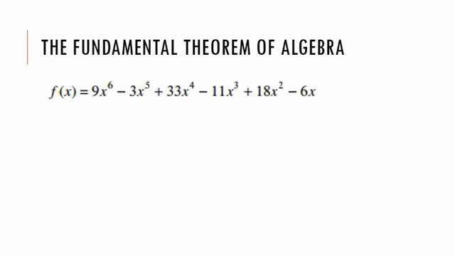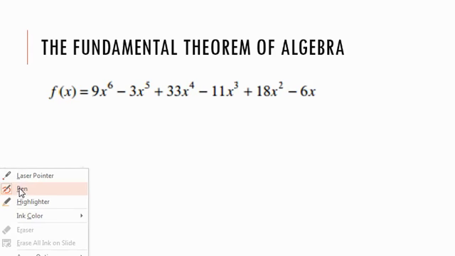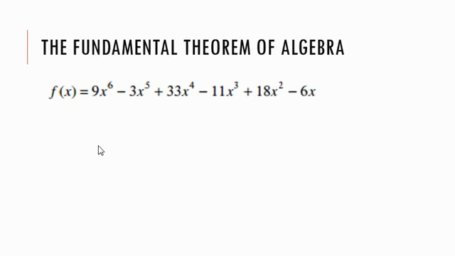Here's a quick example of something that you might see. Directions might say use the fundamental theorem of algebra to determine how many possible roots or possible zeros or possible factors there are in this polynomial function. It looks very confusing, long name, but the only thing you're going to look at is this term right here, the first term. As long as the powers are in descending order, you're going to look at this term and you're going to look at the exponent. That is your degree. That's the degree of the polynomial.